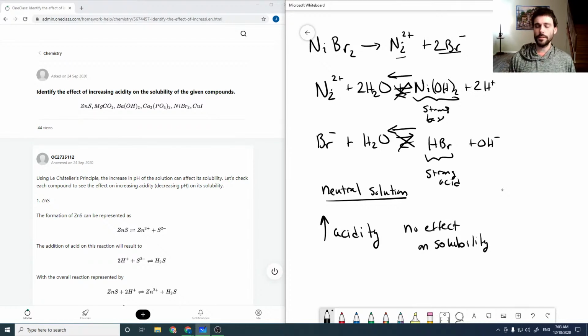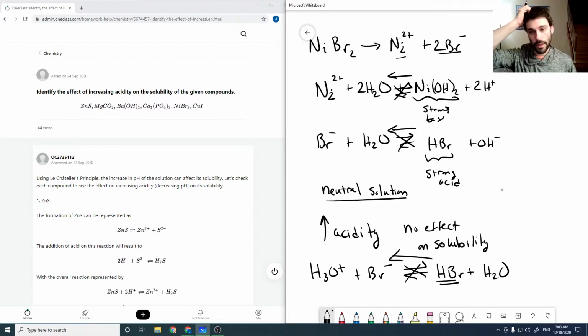And we can verify this further anyway by saying that if we add H3O plus to say Br minus, then again we would want to form HBr plus H2O, but as that's a strong acid, it's not going to go. So adding H3O plus to the solution, there's nothing to react with it. So increasing the acidity will do nothing to the solubility.